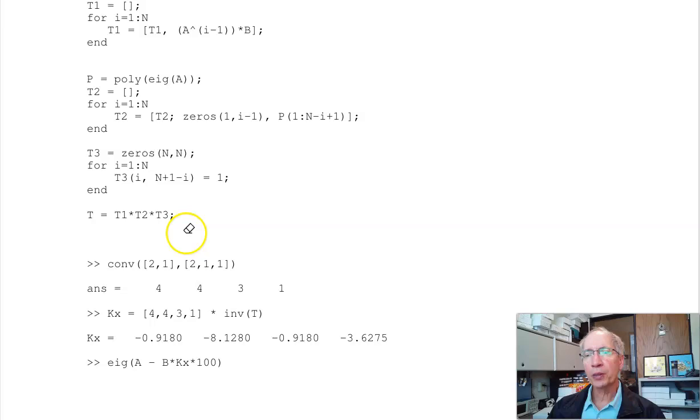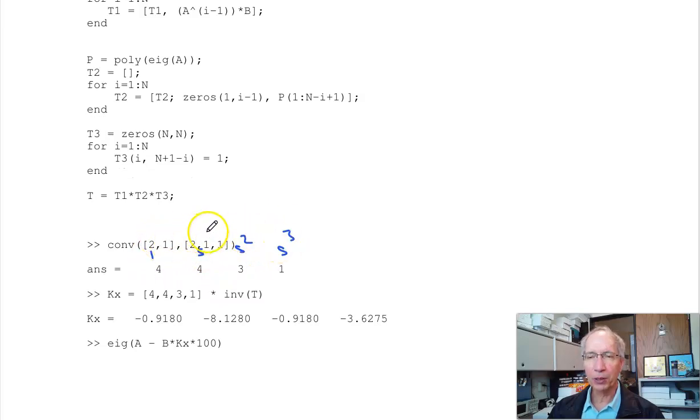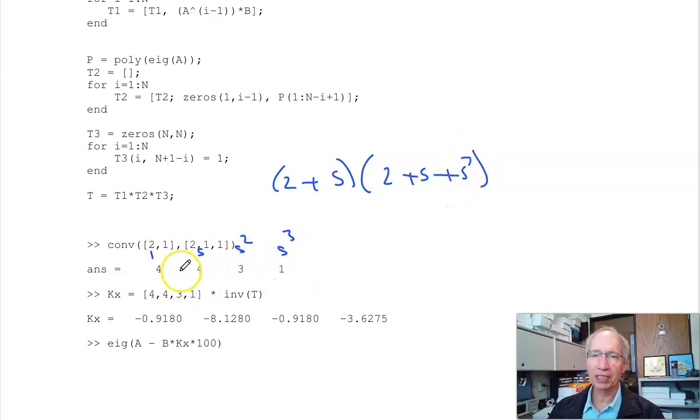The closed loop polynomial that I want is s cubed plus 3s squared plus 4s plus 1. I'm using convolution of polynomials. This is the convolution of 2 plus s, that's this guy, times 2 plus s squared. Multiply those out. Multiplying polynomials is convolution. You can do that by hand, have MATLAB do it. Anyway, that's what I want.